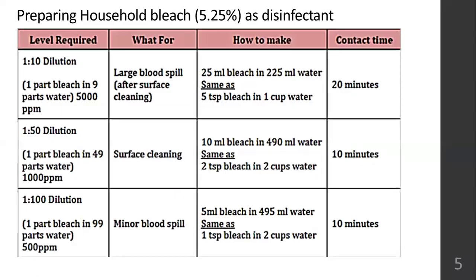So preparing household bleach at home, if you want to prepare a bleaching solution, what can you do? So if there is a large blood spill in hospitals or anywhere, you want to disinfect that area, 1:10, 1 is to 10 dilution is required. That is 1 part of bleach in 9 parts of water.